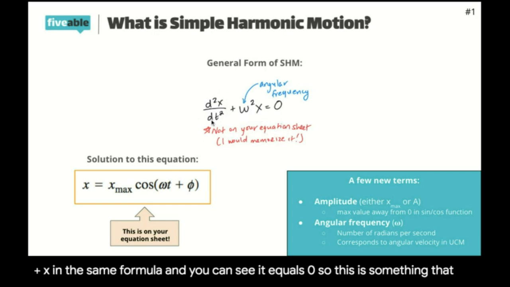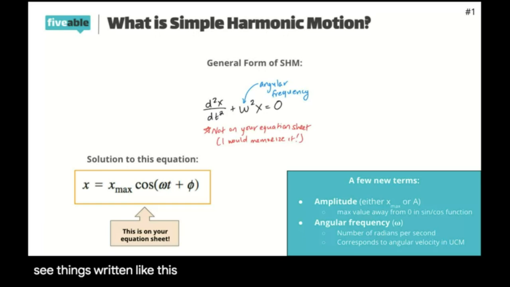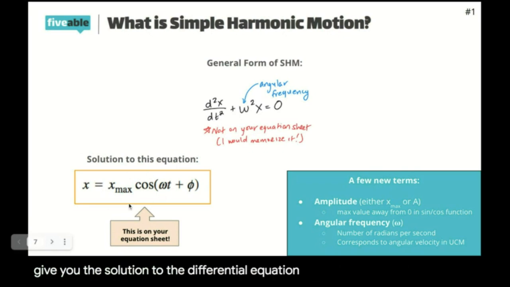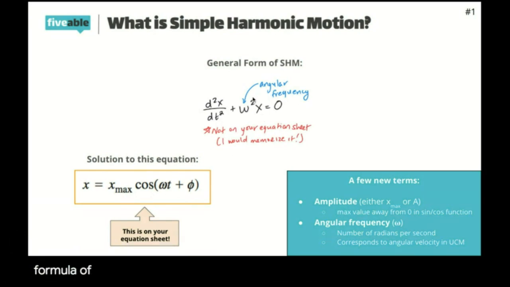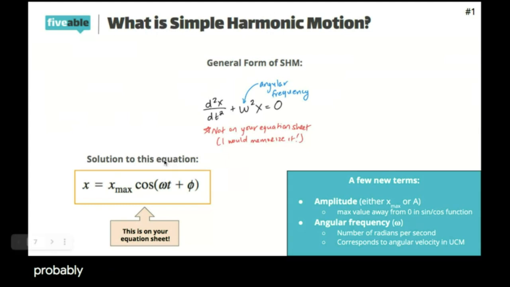This is something you're going to want to memorize, because you're going to see things written like this, and you'll need to be able to pull out that this is the angular frequency of the motion, because that will help us analyze the motion. So this is an important formula. It's not on your equation sheet. They do give you the solution to the differential equation on your equation sheet, and that's what this is, and we'll dig into that in a second. But the actual general formula of simple harmonic motion is not on your equation sheet, so you should probably memorize it, unfortunately.